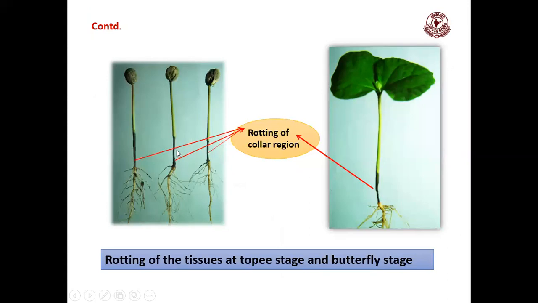In the topi stage you can see the rotting of the tissue just above the ground level. The collar portion of the seedlings is rotten. So it is named after that as collar rot disease. And here also, in the butterfly stage, the seedlings get rotten.